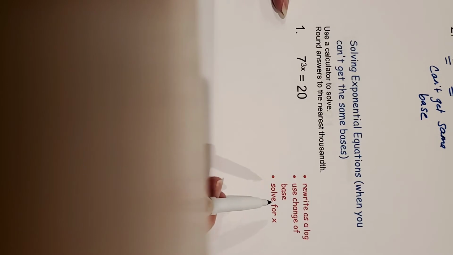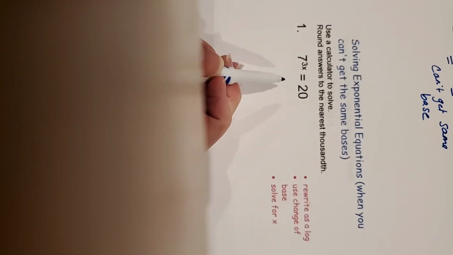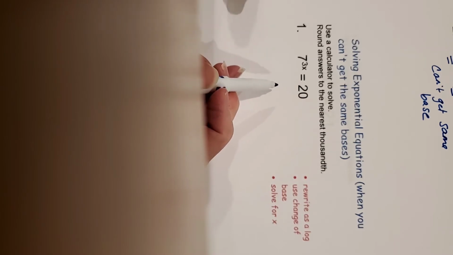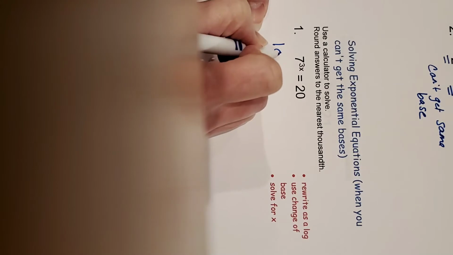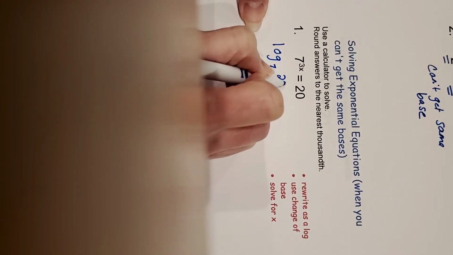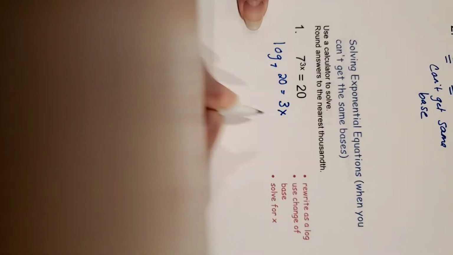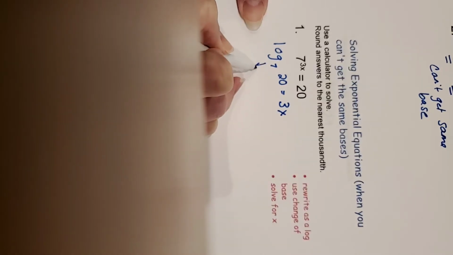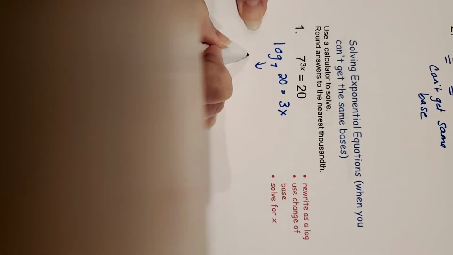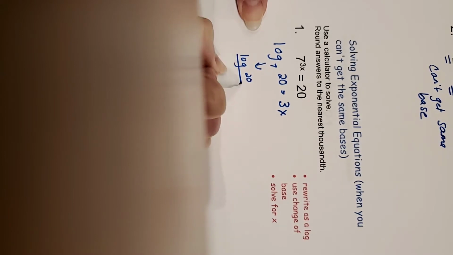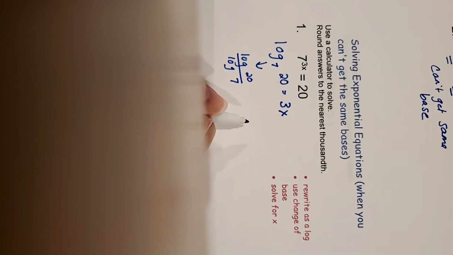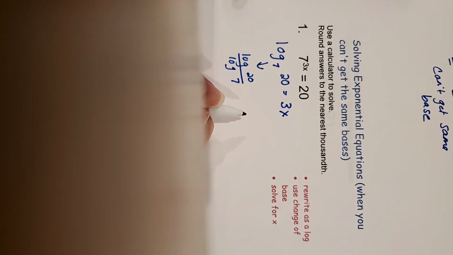So when we can't get the same base, we have our list of directions over here. The first thing that we're going to have to do is rewrite it as a logarithmic equation. So when I rewrite it as a log equation, it's going to be log base 7 of 20 equals 3x. Now I can use a calculator to do the left-hand portion of the equation by typing in log of 20 divided by log of 7. And when I type that in, I get 1.539.